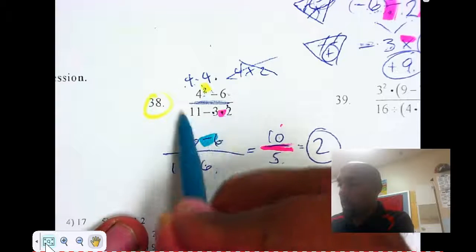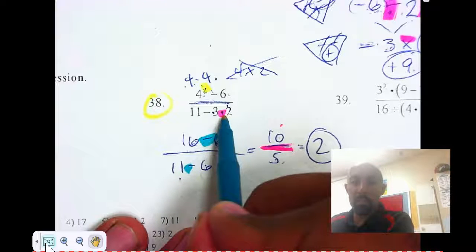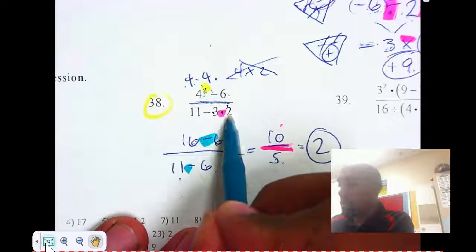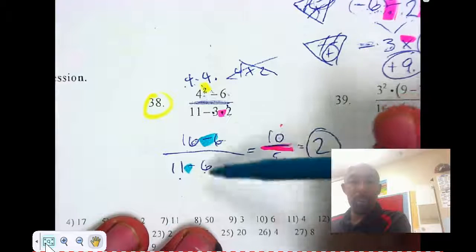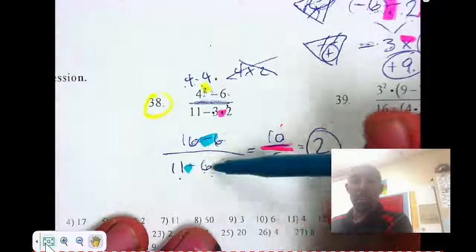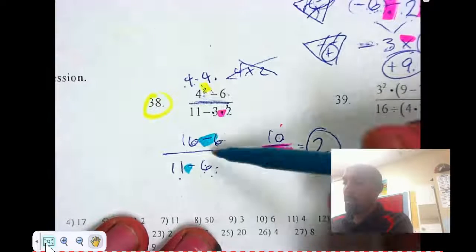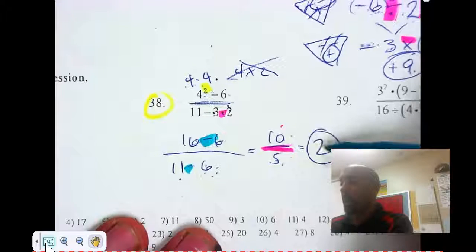Then I go to the bottom, and now I do the bottom next. So now I have minus and I have multiply, so 3 multiply 2, 6. Now I'm going to do the top and bottom. They're both minus, or subtract. 16 minus 6 is 10. 11 minus 6, 5. And then now I have divide as the last step. Okay, 10 divide 5 is 2.